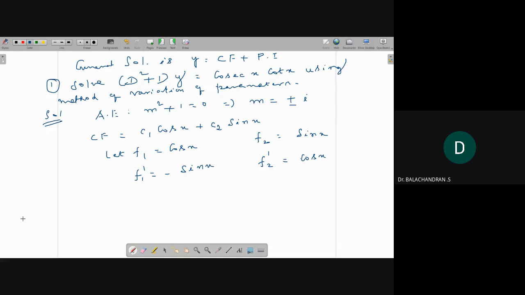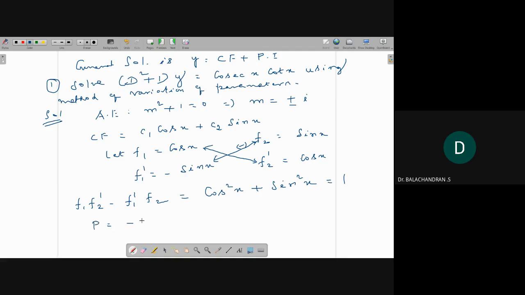So I need to calculate the denominator in both P and Q. That is, the Wronskian of F1 comma F2 is F1 F2 dash minus F1 dash into F2. That is, you should multiply these two, minus you should multiply these two. So F1 into F2 dash is cos square x, and here we have minus minus sin square x. So minus minus plus, equal to 1. So the denominator is 1. Now we should try to find P.